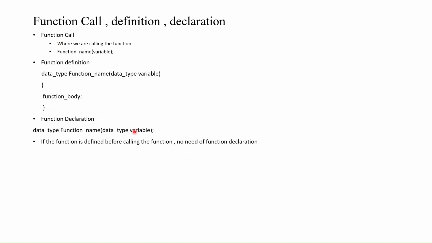This variable is nothing but a local variable, what you are passing or what you have in the function definition. And wherever you are calling the function, normally this variable is a global variable. And also one more interesting thing is, if the function is defined before calling the function, then there is no need of having any function declaration, which I will show you in the next slide.